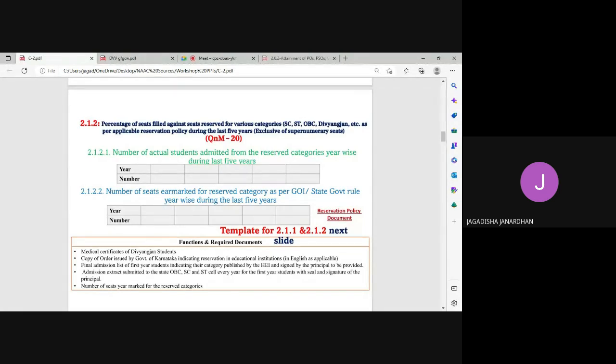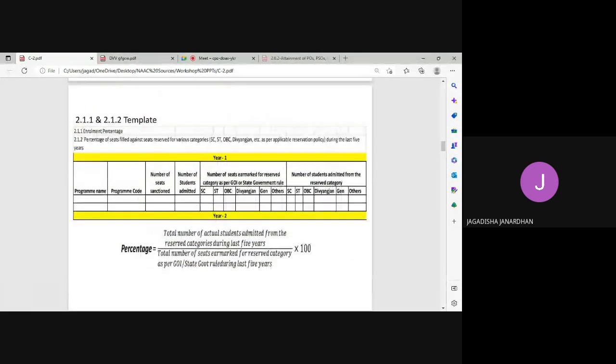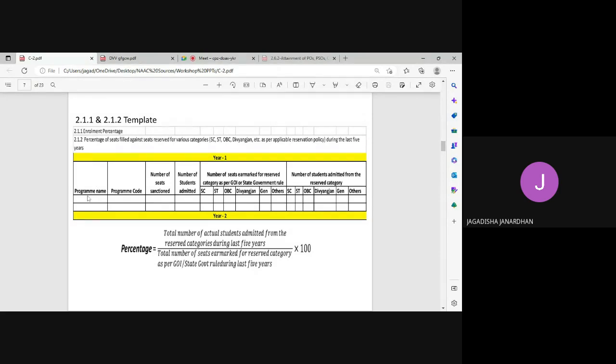And the further slides will be explaining the Excel sheet, how you are supposed to mention it to have a complete picture without any dilemma about this question. So one template will be there for both the sub-questions, that is, percentage of seats filled against seats reserved for various categories. Here the first column indicates the program name. Suppose BCom is a program, then that has to be mentioned here. If you are offering BAHE as a program, then BAHE has to be mentioned in the first column.